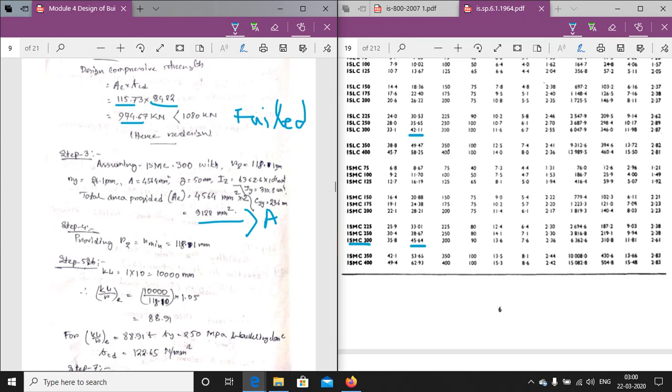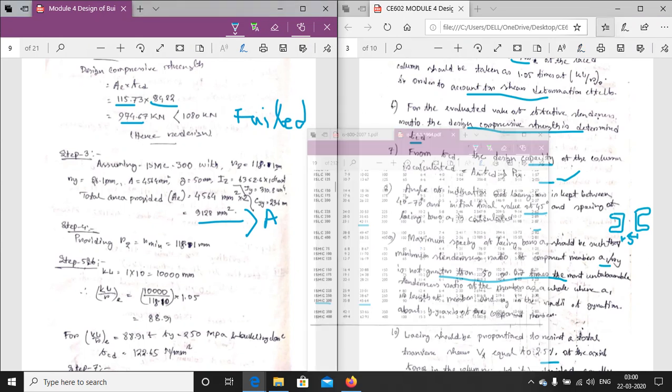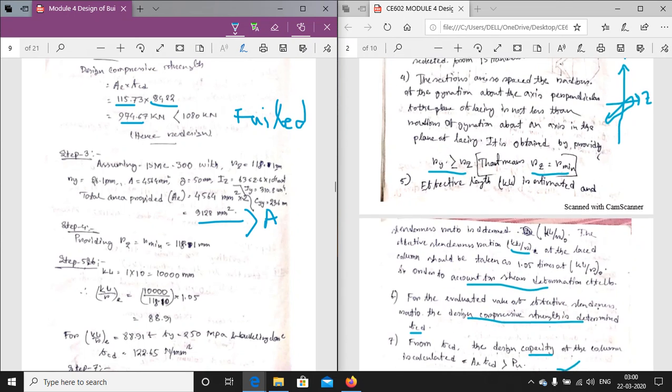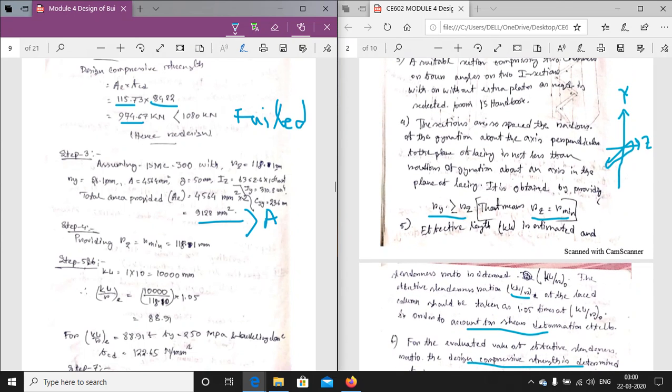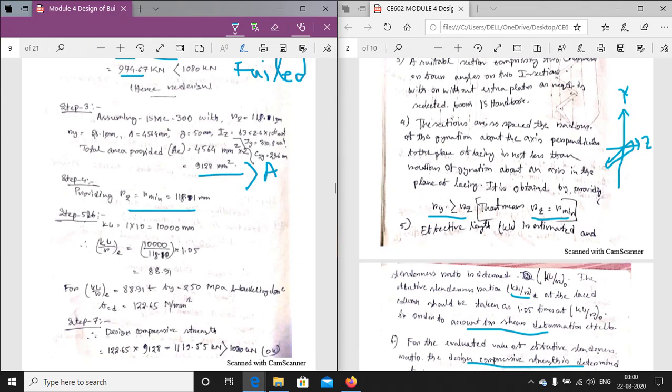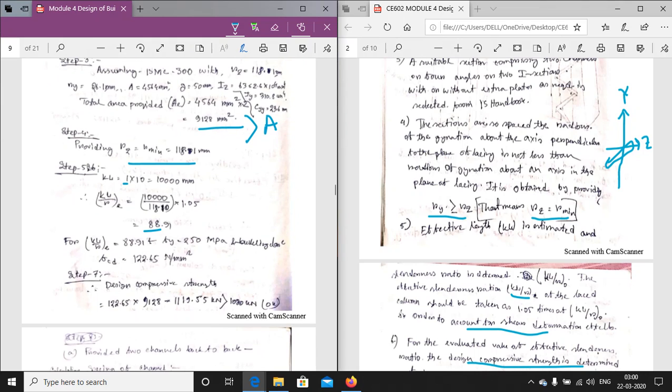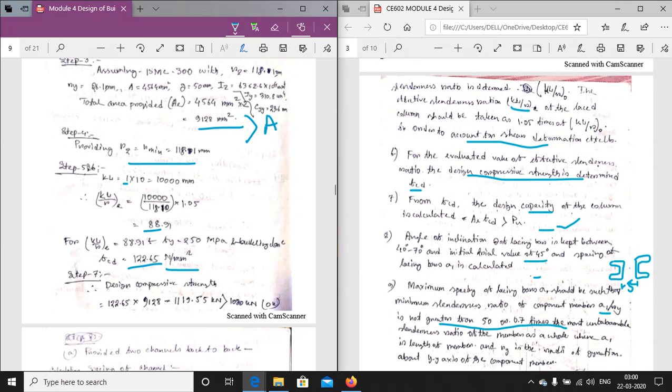So now coming to the steps. So first step is RZ will be R minimum, taking the RZ to be R minimum. Similarly, step 6, we have calculated the KL, K will be 1. Similarly, 88.91, buckling class C, FCD 126.65. Okay, now step 7, design compressive stress is 1119.55, which is greater than 1080. So this design is now safe.